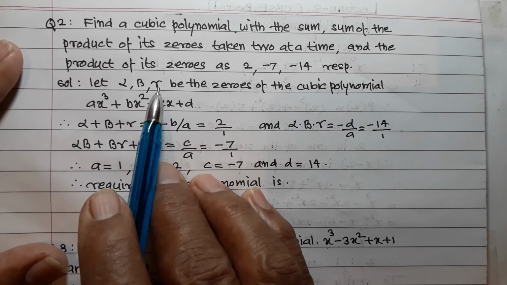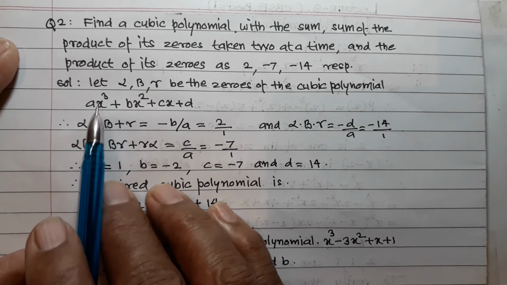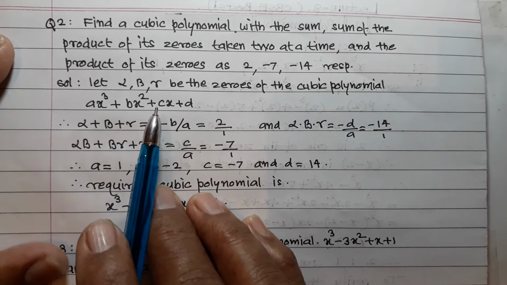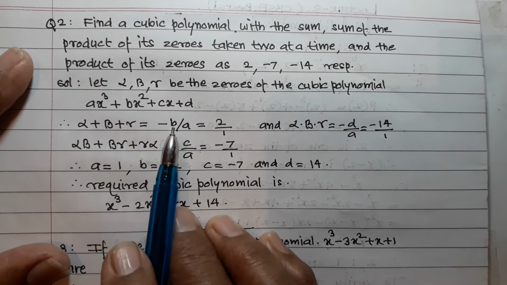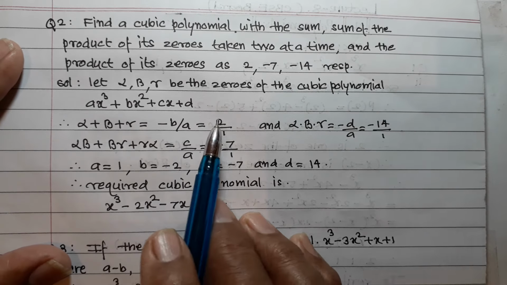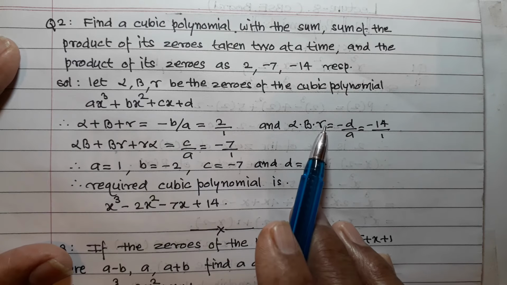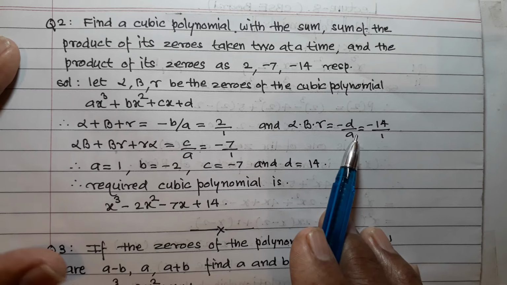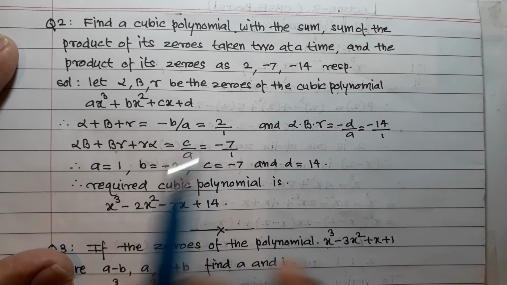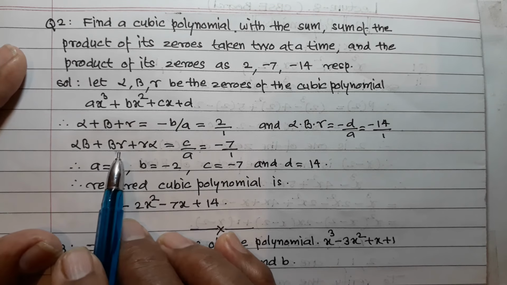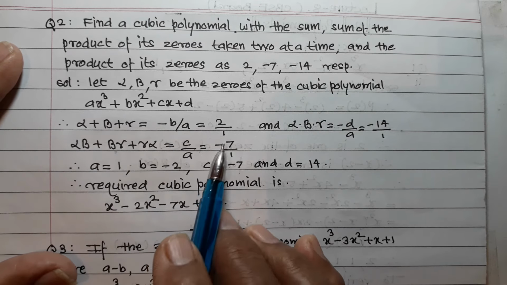Similarly, here you find a cubic polynomial. Let alpha, beta, gamma be the zeros of the cubic polynomial ax cube plus bx square plus cx plus d. Then alpha plus beta plus gamma is equal to minus b upon a is equal to 2 upon 1, and alpha into beta into gamma is equal to minus d upon a is equal to minus 14 upon 1, and alpha beta plus beta gamma plus gamma alpha is equal to c upon a is equal to minus 7 upon 1.